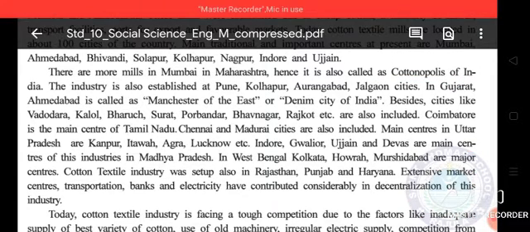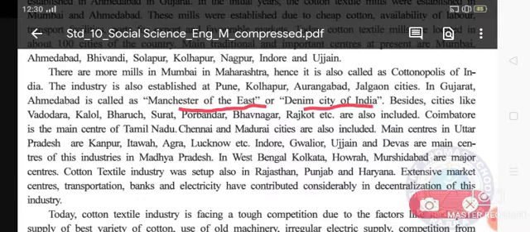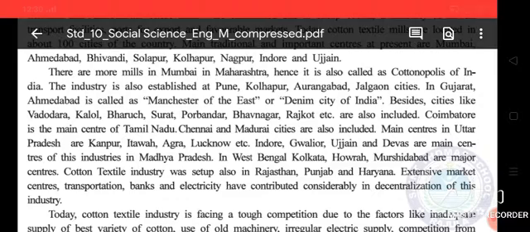In Gujarat, Ahmedabad is called the Manchester of the East or Denim City of India. Underline that one, very important. Gujarat, Ahmedabad is called Manchester of the East, or the other name is Denim City of India. So you may get it in a map also, to locate the Denim City of India. Where is it? In India, Gujarat. Besides, cities like Vadodara, Kalol, Bharuch, Surat, Porbandar, Bhavnagar, Rajkot, etc. are also included.